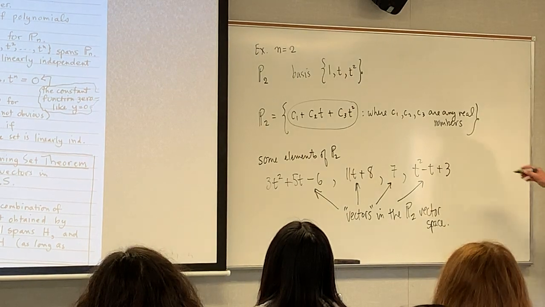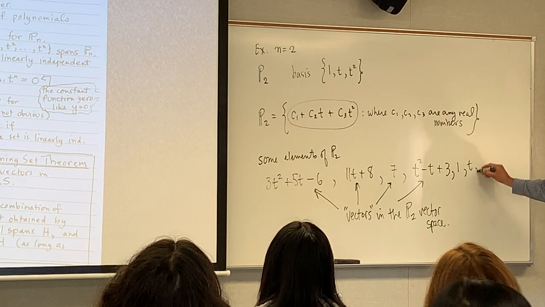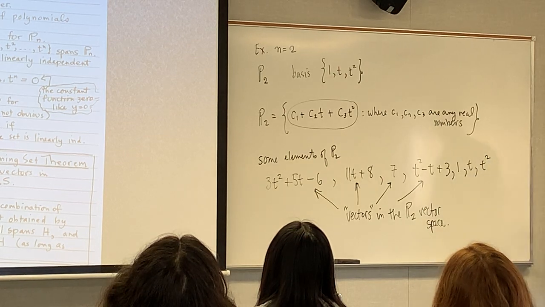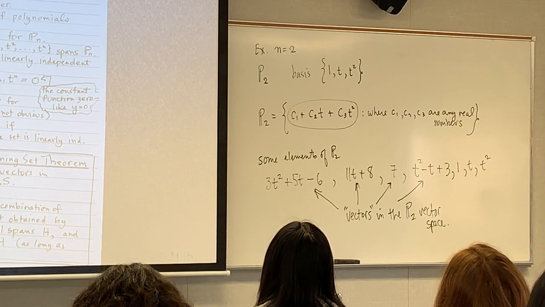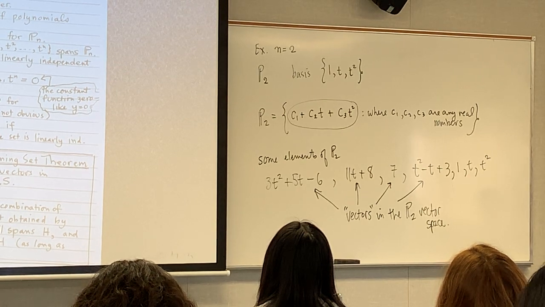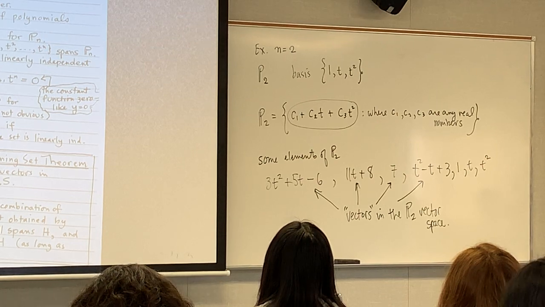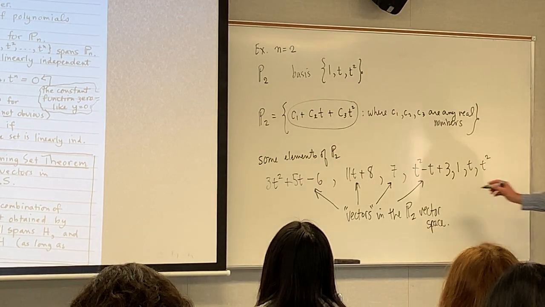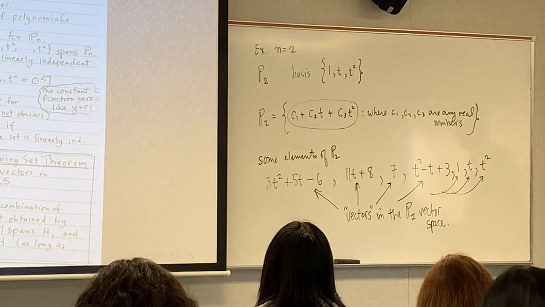Right? Vectors in P2 also include 1, t, and t squared all by themselves in that list. So those 3 basis vectors actually are elements of P2. Okay, is that clear?